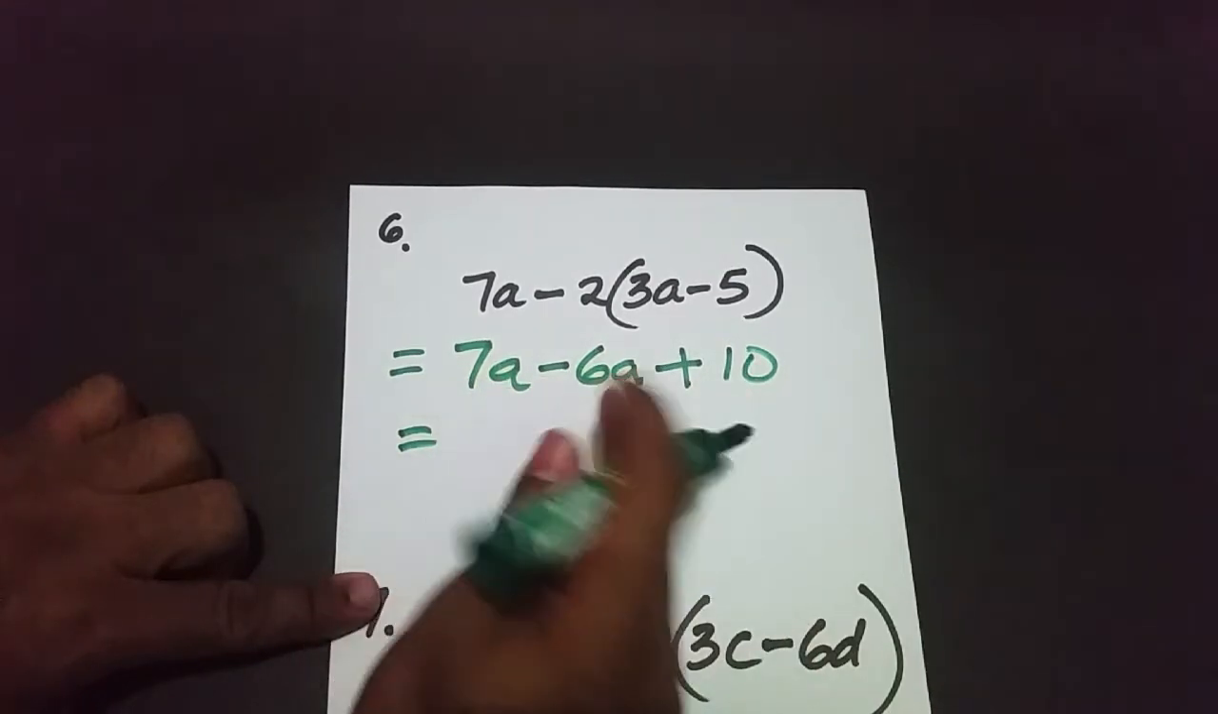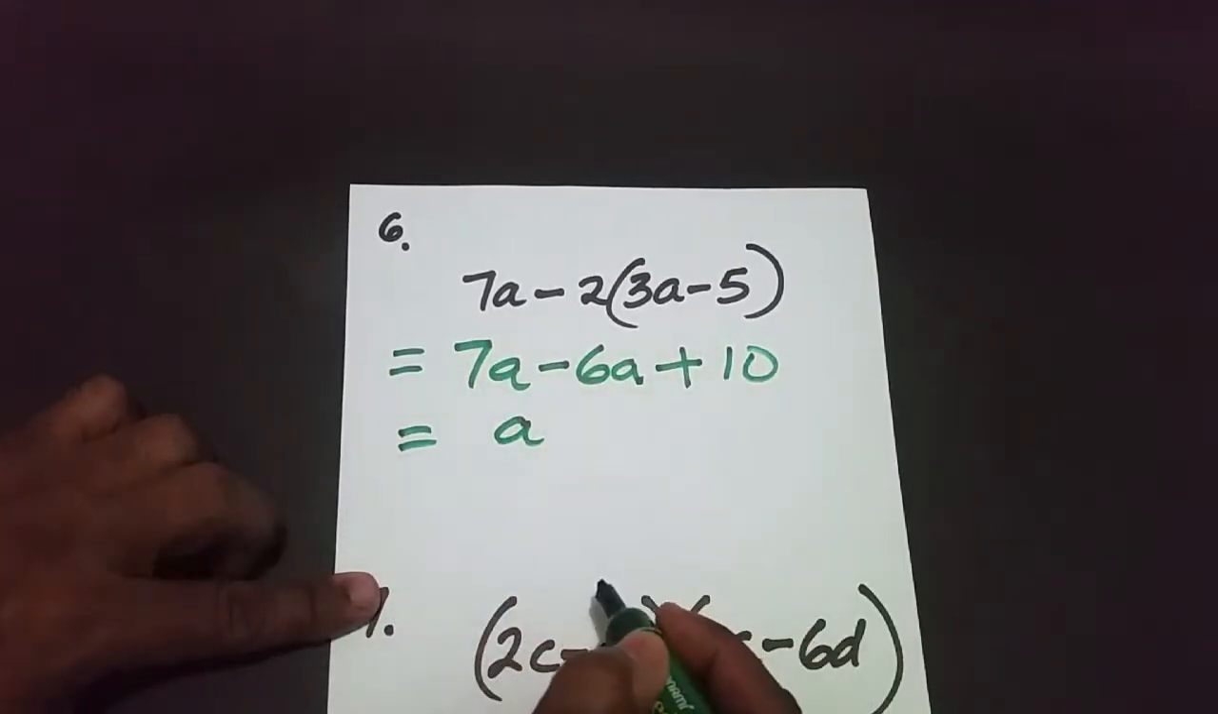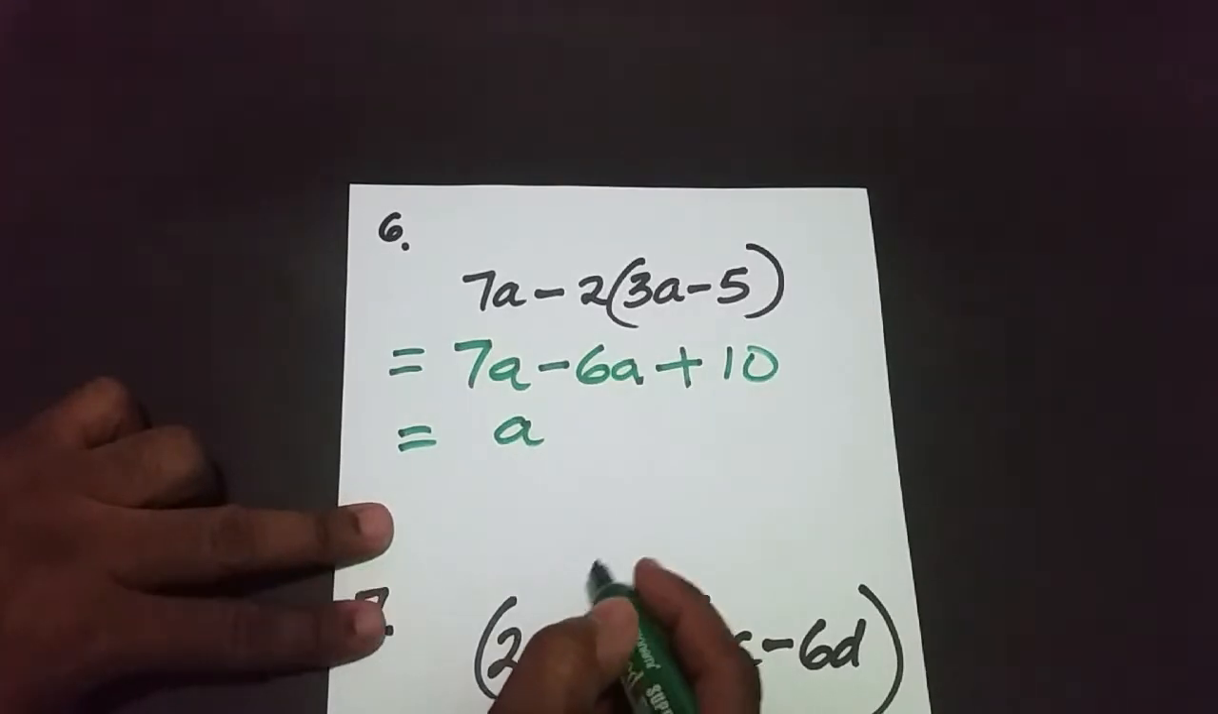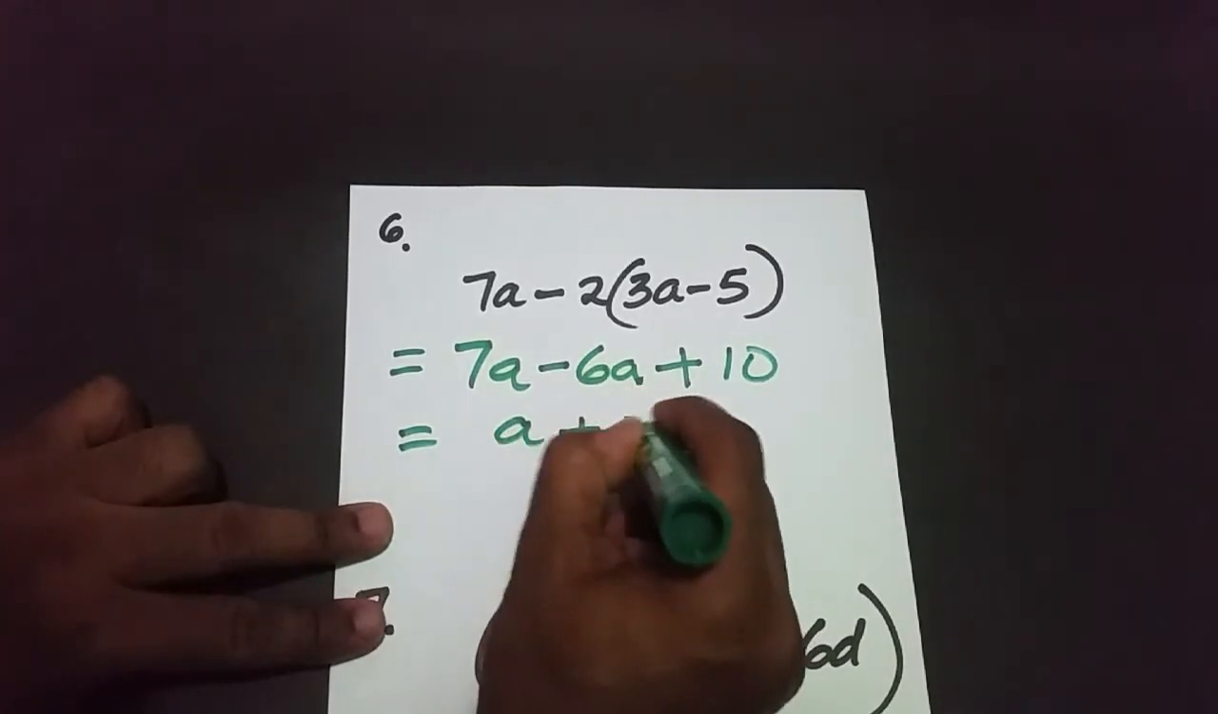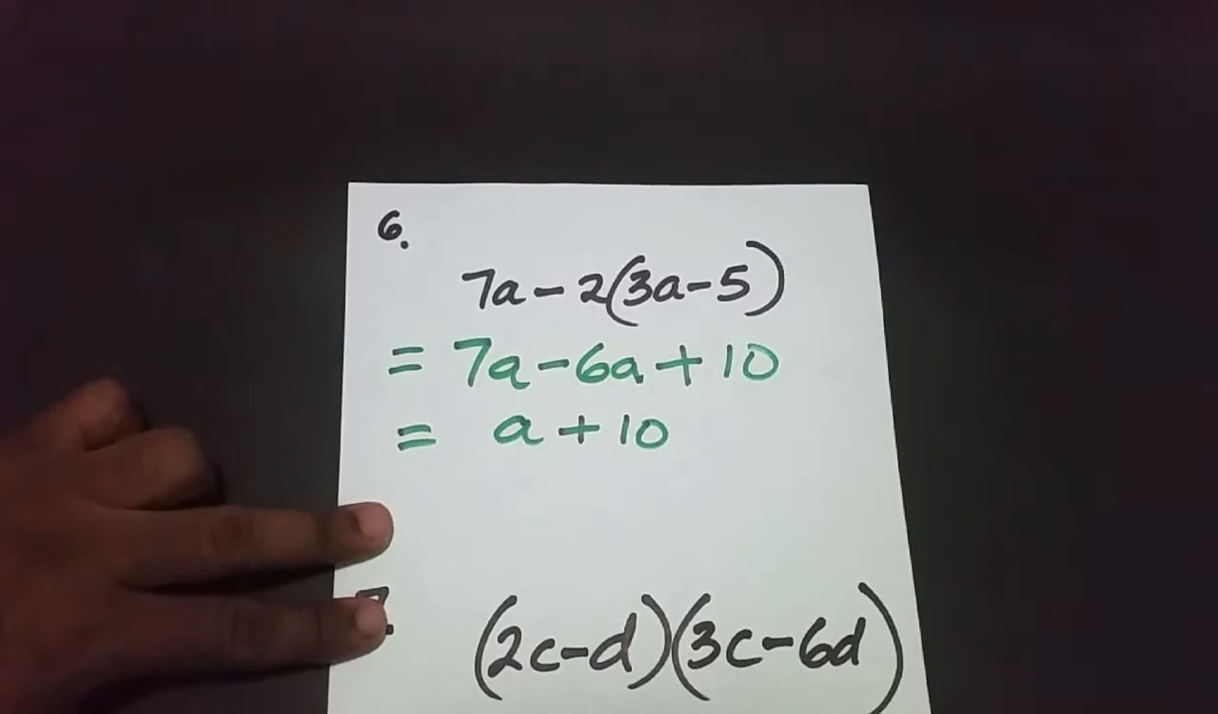So 7 apples minus 6 apples gives us 1 apple, which is the same thing as a. A is the same thing as 1a plus 10. And that would be your final answer.